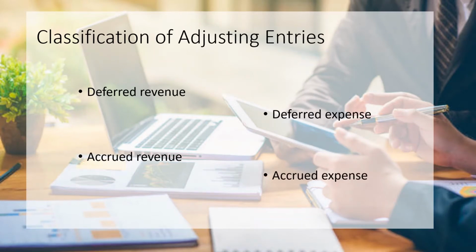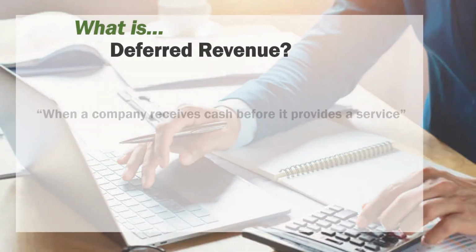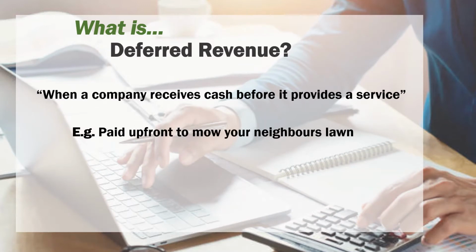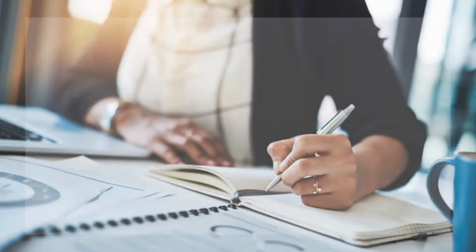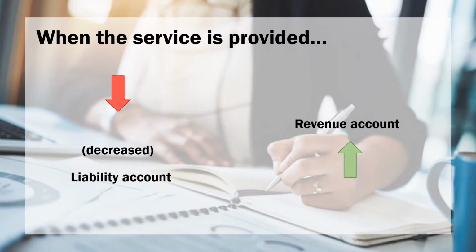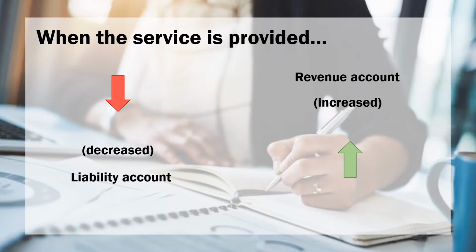Deferred revenue refers to when a company receives cash before it provides a service. Therefore, the liability account increases to record the value of the service to be provided later. When the service is provided, the liability account is adjusted down and the related revenue account is adjusted up to record the value of revenue earned.